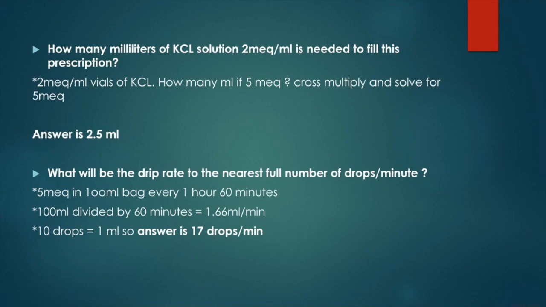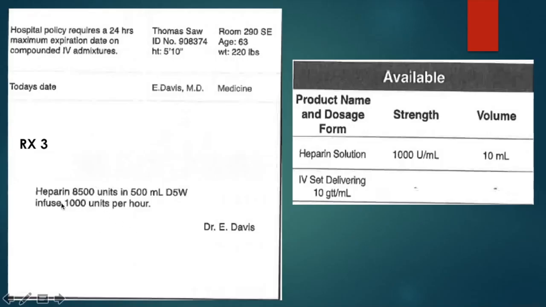Pretty straightforward, right? This is another good question here. So once again, they want heparin 8,500 units and 500 ml D5W, but they're telling you to infuse 1,000 units per hour.